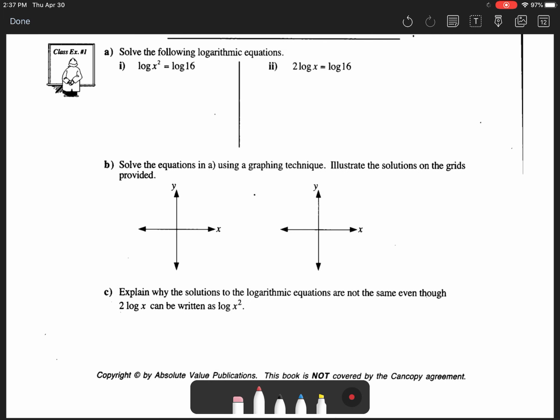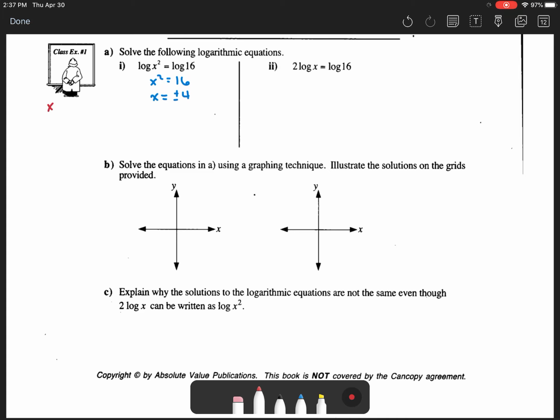Solve the following log equations. First one, log of x squared is equal to log of 16. Because I have log base 10 on both sides of the equation, I can simply equate the arguments. So from here, x squared will equal 16. So x should be equal to either positive or negative 4. I have two solutions I need to verify here.